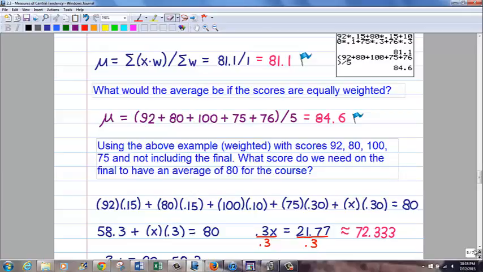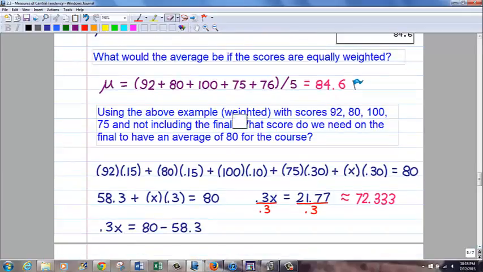Now, there's a slight mistake here I need to fix. Okay.